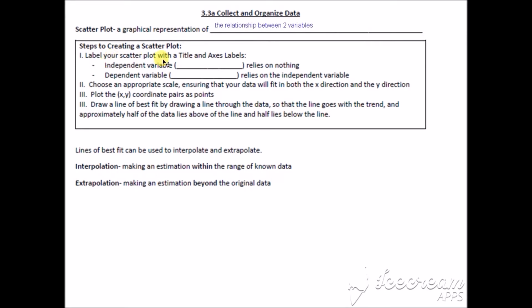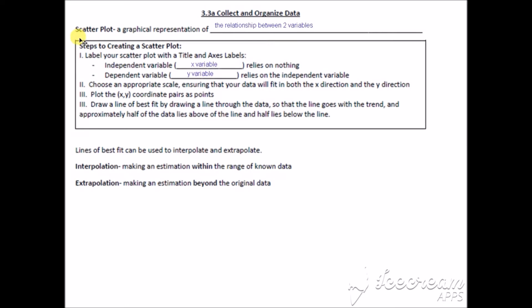Label your scatter plot with the title and axis labels. Okay, so the independent variable, which is the x variable, and of course that's on the x-axis, relies on nothing, right? It's independent. And the y variable, so the dependent variable, relies on the independent variable.